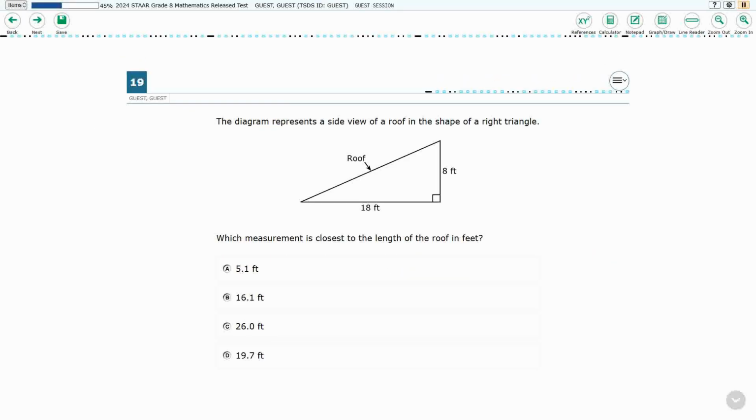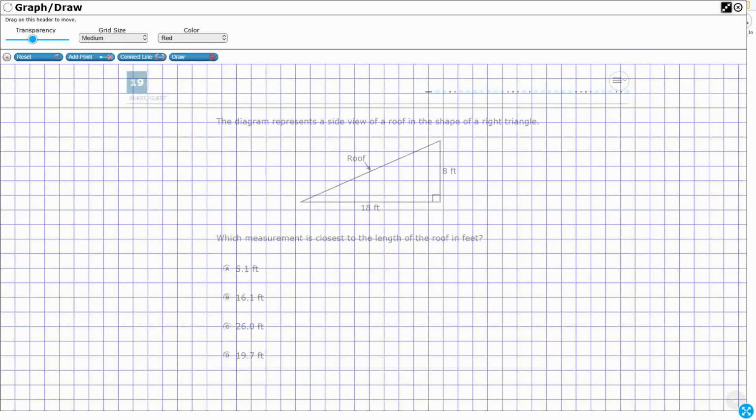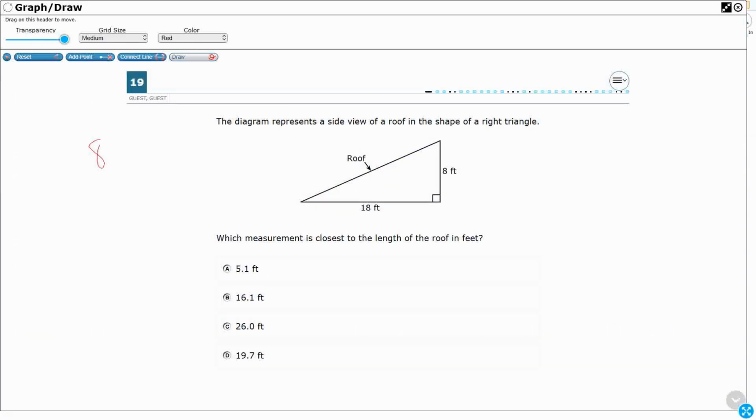For number 19, we are looking at using the Pythagorean theorem. This is 8.7c, and we've got a right triangle here as denoted by this little square in one of the corners, and it also tells us we have a right triangle. So we're looking for the measurement that is closest to the length of the roof in feet. So really it's this side right here.